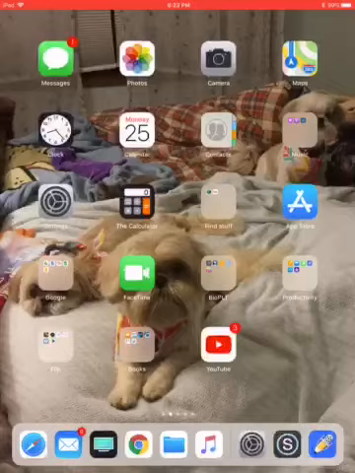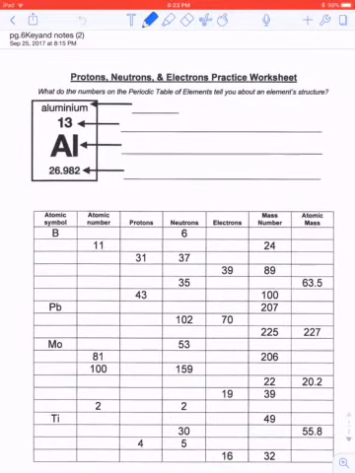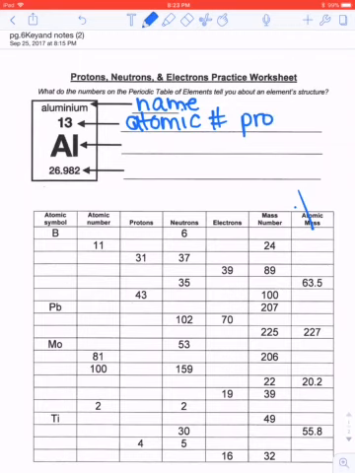Alright, so now I just want to go over page number 6 with you so that you're clear. So these notes you already took in class, but just to review. Aluminum, that's the name of the element. 13 is the atomic number. It also tells us the number of protons and the number of electrons. Okay, because we have to have the same amount of positive charge as negative charge.